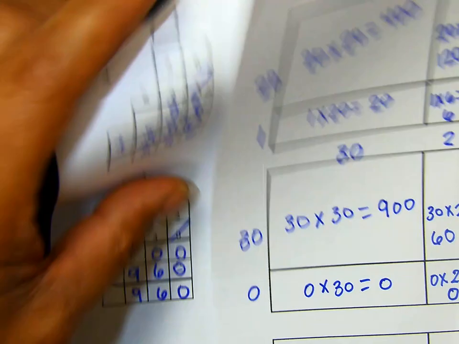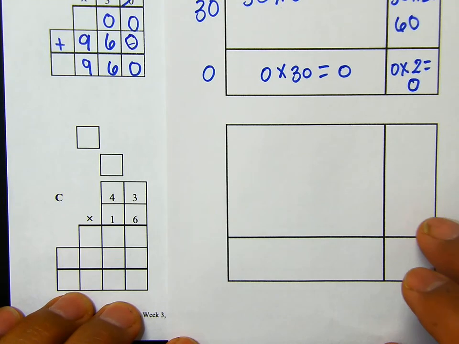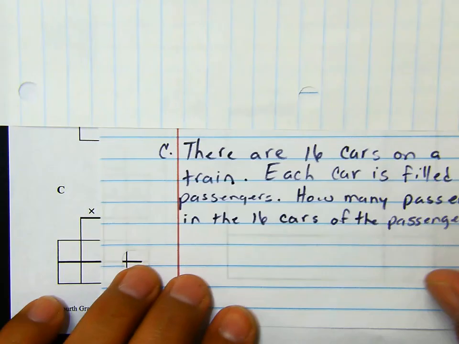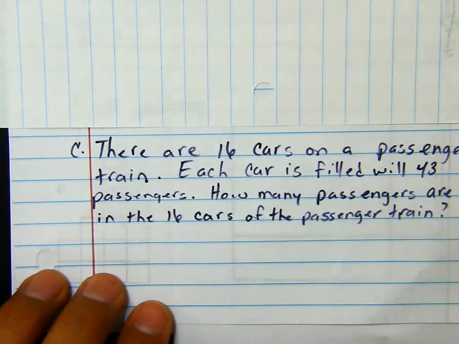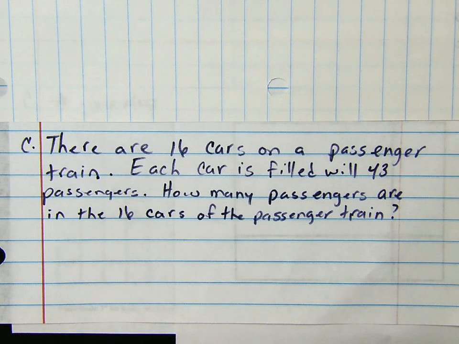Now we're going to see 43 times 16. A word problem we can use for that is: there are 16 cars on a passenger train. Each car is filled with 43 passengers. How many passengers are in the 16 cars of the passenger train?